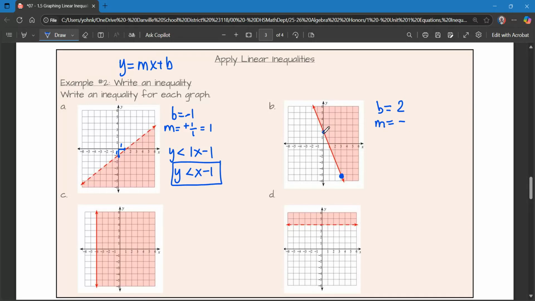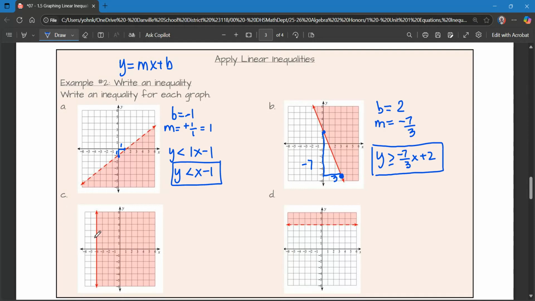So that goes down 1, 2, 3, 4, 5, 6, 7. So the rise is negative 7, and run is 1, 2, 3. So the slope is negative 7 over 3. Sometimes your slope is a fraction. It's not always pretty. So now we got y. Let's leave a space. Let's do mx plus b, so negative 7/3 x plus 2. Notice that it is shading above the line, so that's a greater than. Notice it's a solid line, so that's an equal to. So y is greater than or equal to negative 7/3 x plus 2.